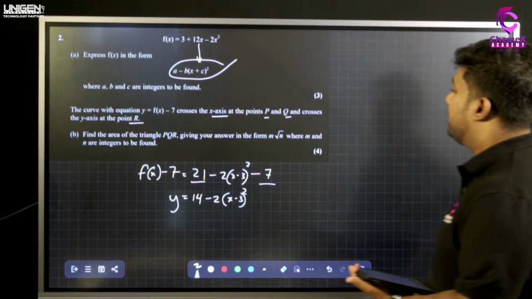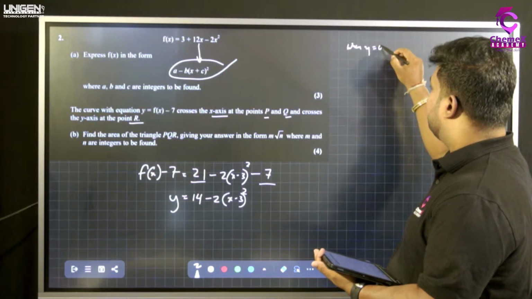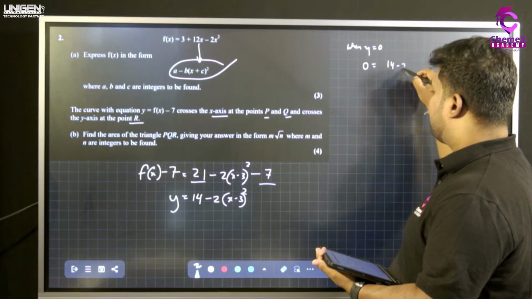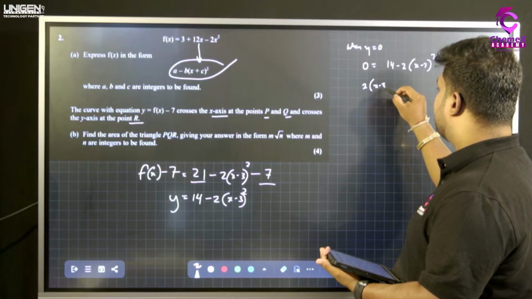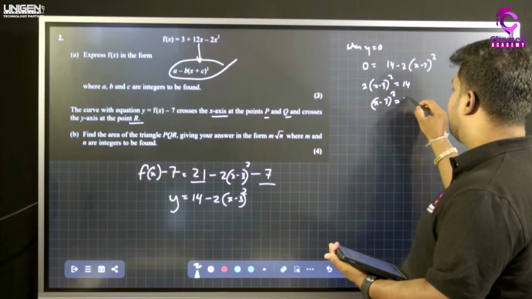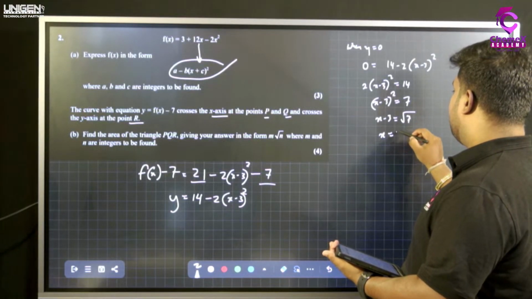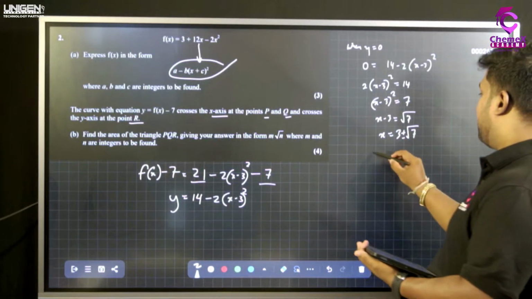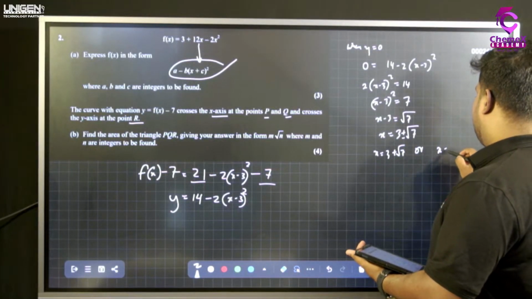So how do you find the place where it crosses the x-axis? When y equals 0, right? So y is 0, now my equation again, 14 minus 2 bracket x minus 3 squared. So 2 bracket x minus 3 squared equals 14. Right? x minus 3 squared equals 7. x minus 3 equals root 7. x equals 3 plus or minus root 7. So you get two answers: x equals 3 plus root 7 or x equals 3 minus root 7.